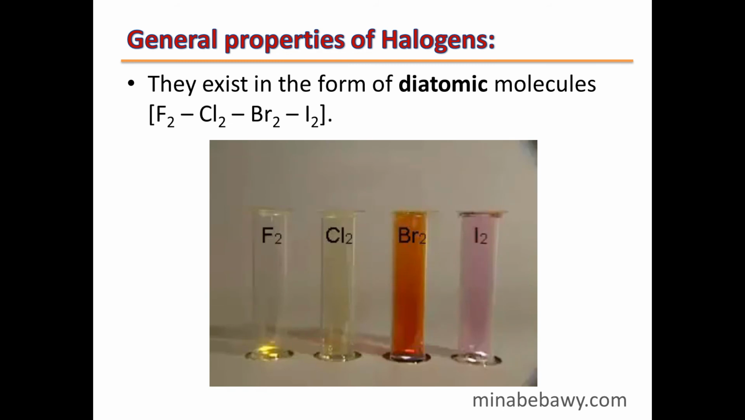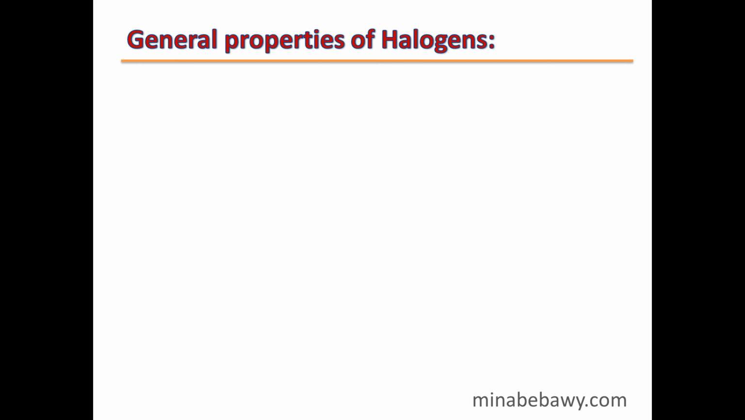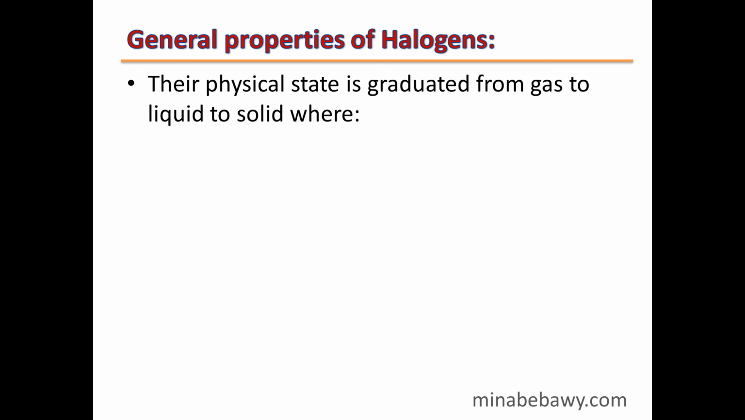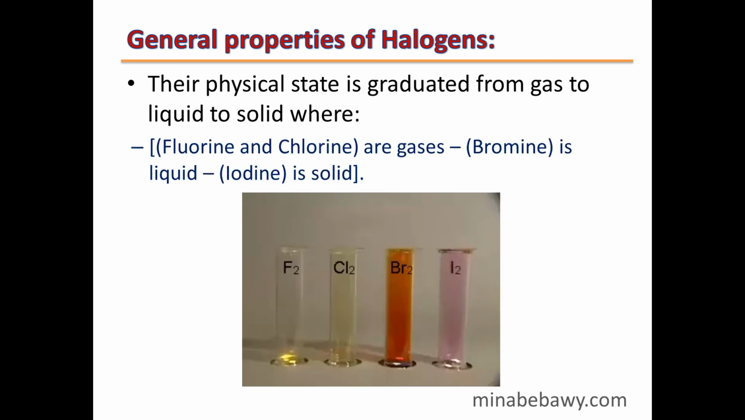The third property is that halogens exist in the form of diatomic molecules. It means that each molecule of halogen consists of 2 atoms, such as F2, Cl2, Br2, I2. Their physical state is graduated from gas to liquid to solid, where fluorine and chlorine are gases, bromine is liquid, and finally iodine is solid. Let's see this from the following video.